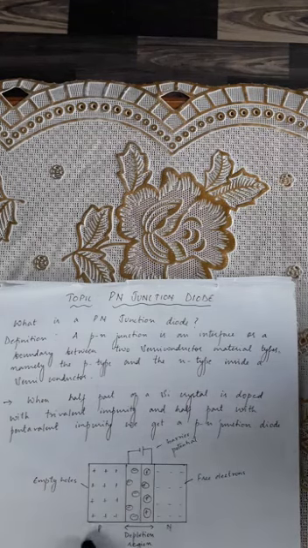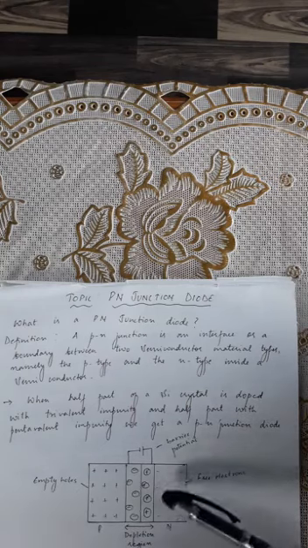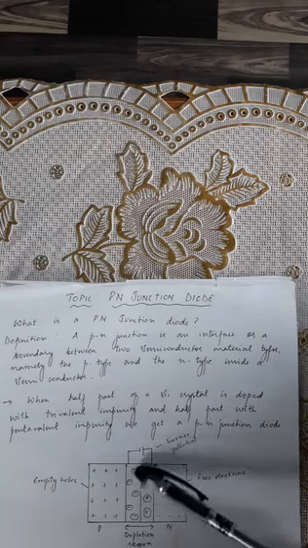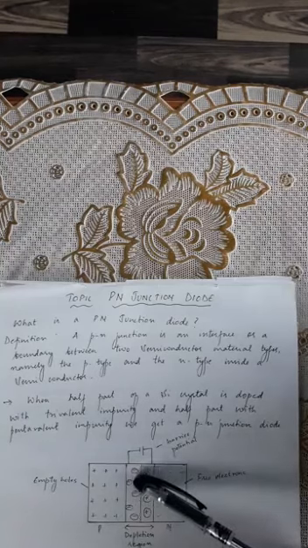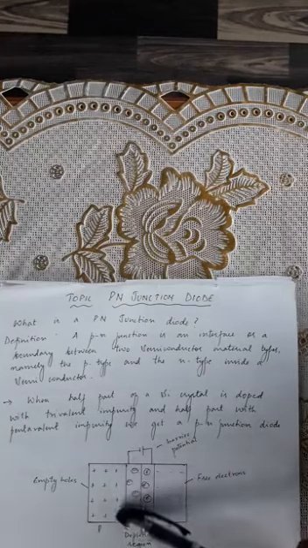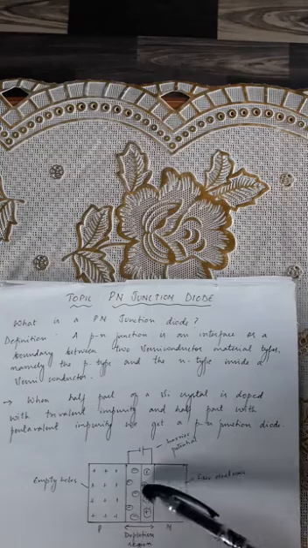So in this diagram, we see that it is the unbiased diode because no external source is connected to the diode. In this diagram, we see that the holes from the P side move towards the N side and the electrons from the N side move towards the P side. So it creates a positive ion and also a negative ion. So it forms a potential or a wall.